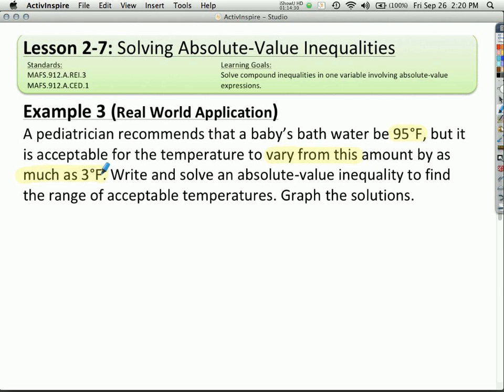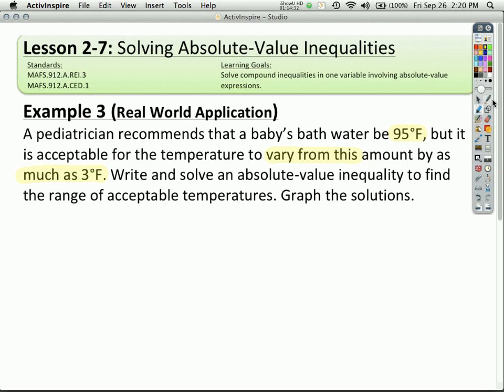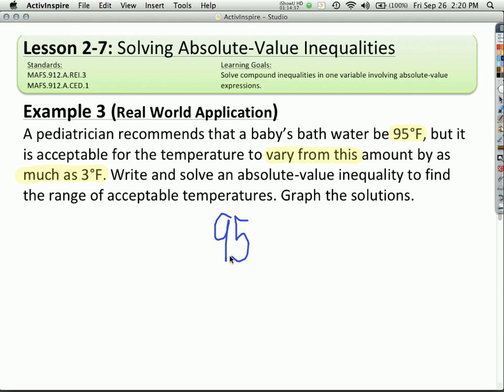So now let's look at what is actually happening. You don't have to write this down, you just need to watch. The doctor is saying 95 degrees is perfect. But you can vary it 3 degrees. I could do 1 degree, I could do 2 degrees, or I could do 3 degrees. So what would the temperature be if I went 3 degrees in that direction? Alex? So it would be 98 degrees. Is there another temperature that I could get the bath water to be if I varied it 3 degrees?